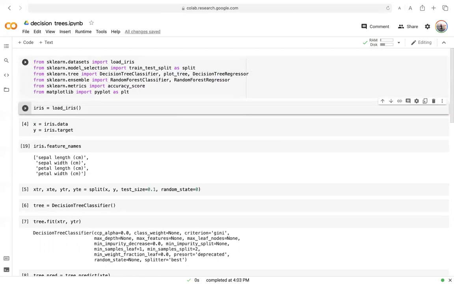Now, one quick problem for you. Can you work on this particular problem for the Boston dataset? For the Boston dataset, can you use random forest regressor and tell me what the mean squared error is?